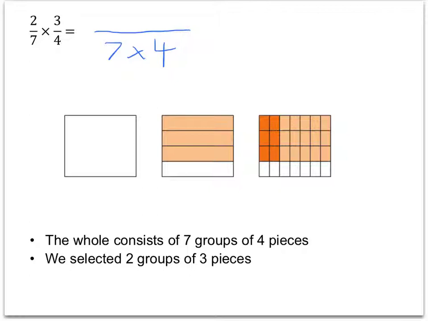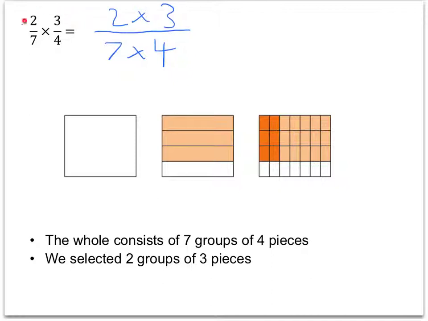Second observation is that in the end we selected 2 groups of 3 pieces. Right? And our fraction said we're going to select 2. We divided everything up into 7 pieces, or 7 columns, then we selected 2 of those columns. And so we selected 2 columns, and each one of those columns consisted of only 3 shaded pieces. And so our numerator here is going to be 2 times 3. And so now we can do that arithmetic. We get the same answer as what we just did.